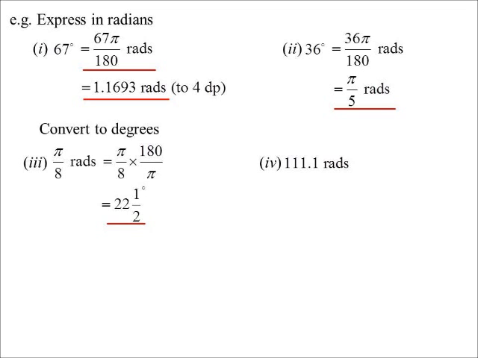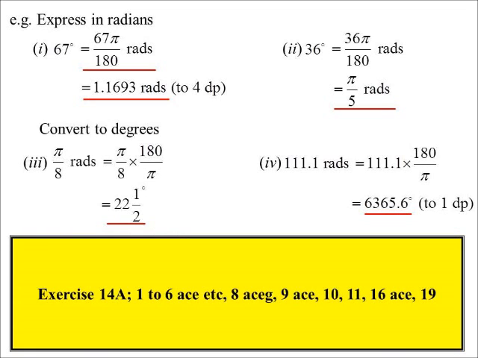So if I had 111.1 radians, I would still multiply it by 180 on pi, but using my decimal approximation for pi, 3.14, etc., and I'd end up with quite a lot of degrees. 6,365.6 degrees for that particular one. Alright, so 14A, which really is just an exercise in practicing converting in and out and just doing some questions.